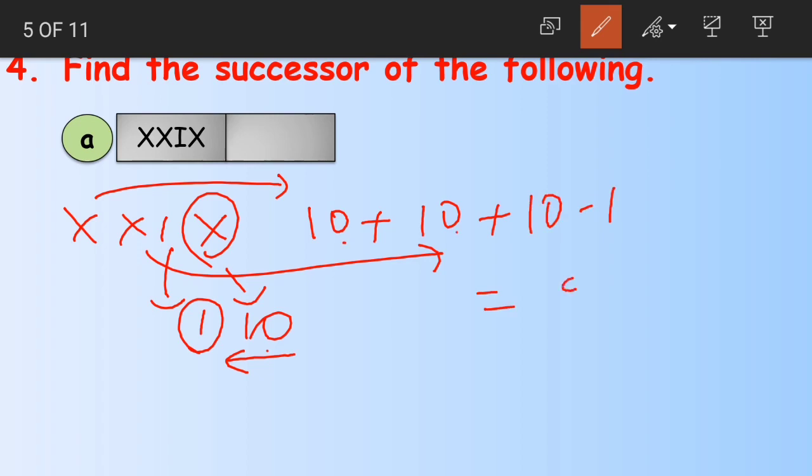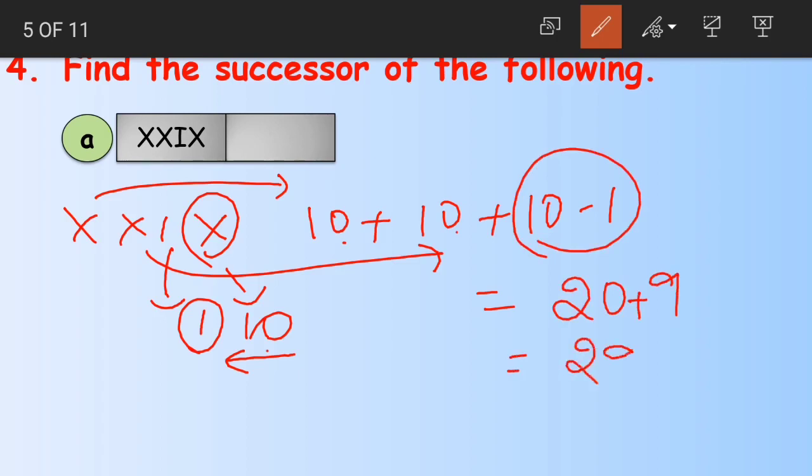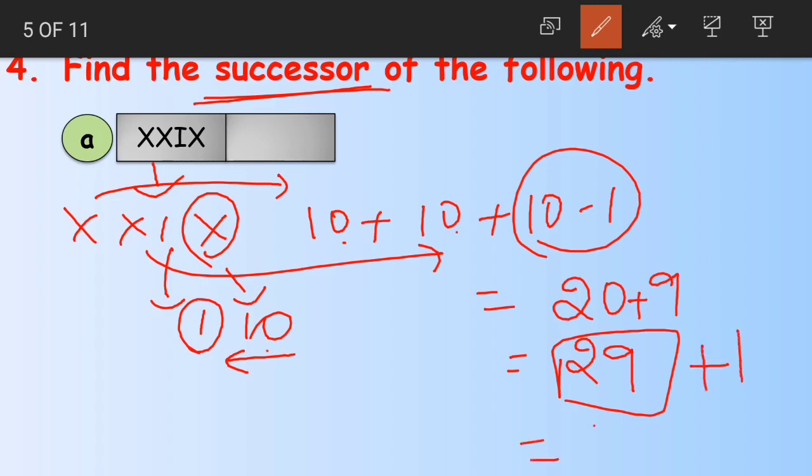This will become 10 plus 10, 20. 10 minus 1 becomes 9. 20 plus 9 becomes what, children? 29. Yes, very good. So this number here is 29. Now what is the successor of 29? We add 1 to it. 29 plus 1 becomes 30.